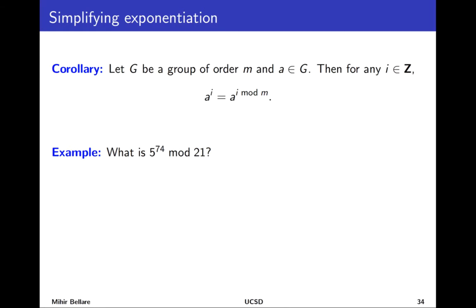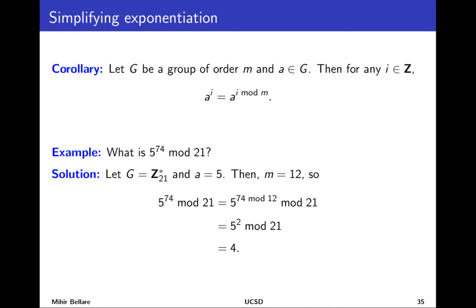We would first identify that this is something happening in a group, and that group is Z star 21. Once we know that, we say, how would we pattern match with the corollary? Well, A would be 5 and I would be 74. So we're raising A to the power I in Z star 21 as the group. What then would be the value of n? It would be the order of Z star 21. That may be a bit of a pain to compute, but luckily on the prior slide we computed it, and we know that it's 12.